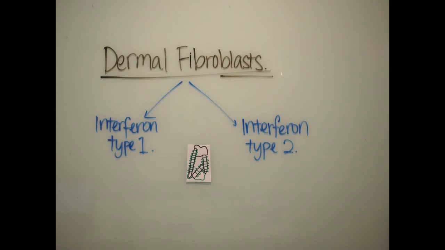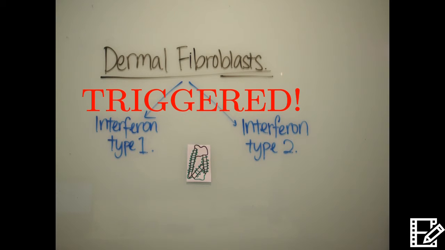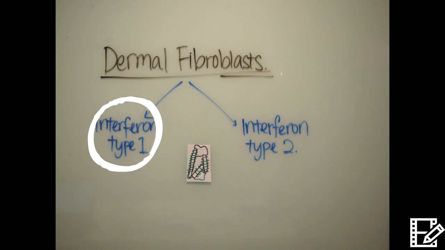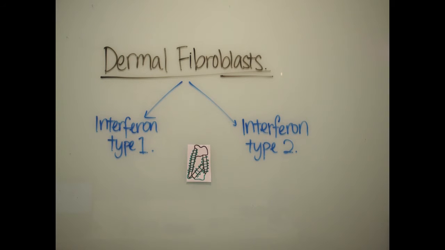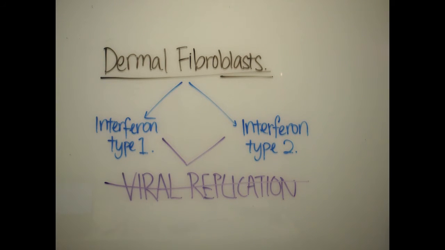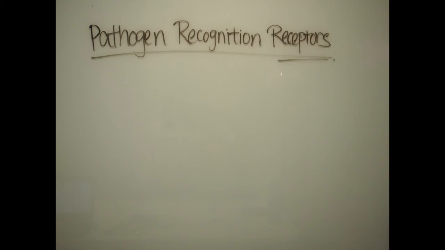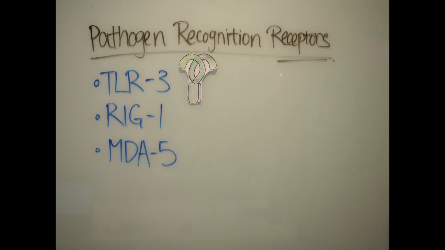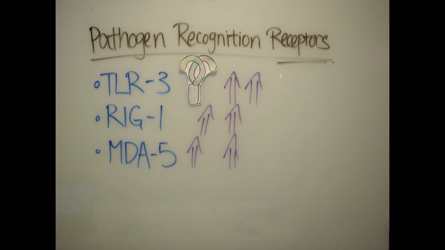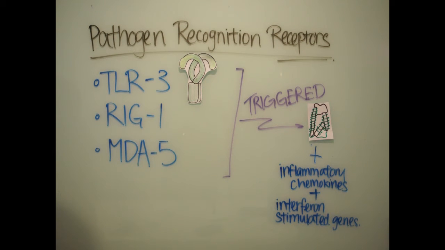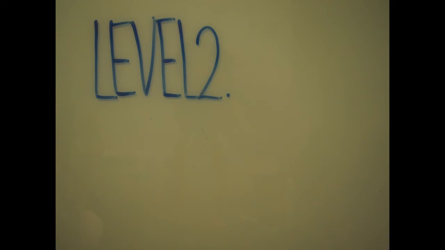An innate response in the dermal fibroblasts will be triggered, which will cause expression of interferon types 1 and 2. These interferons work to stop replication of the virus. Other than that, the expression of pathogen recognition receptors like TLR3, RIG-I, and MDA5 are increased. These receptors will then trigger the expression of interferon 1, inflammatory chemokines, and interferon-stimulated genes such as OAS2, ISG15, and MX1. Working together with the innate immunity is the adaptive immunity.